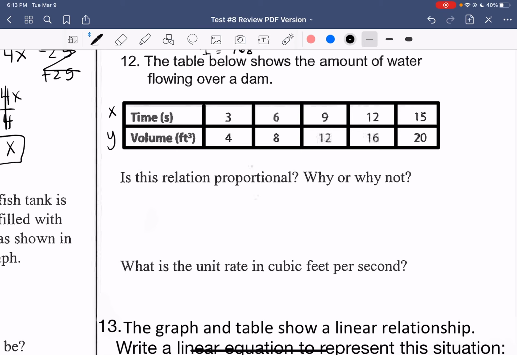So what I like to do is take the y and divide it by x, because that's going to be able to tell me what k would be, or the constant of proportionality, if I do have to write an equation. So I'm going to take each of my y's and divide them by x and see if I get the same answer all the way across the board.